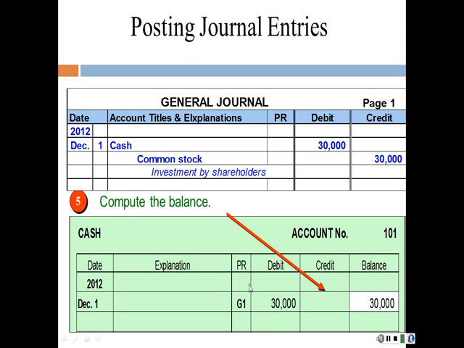So now, since there were no other entries in the cash account, the balance of the cash account is 30,000. But had there been a previous debit of 10,000 in this account, then the balance of this account would be 40,000.